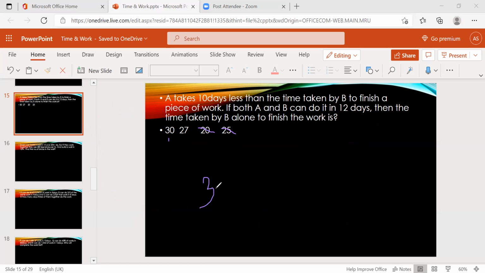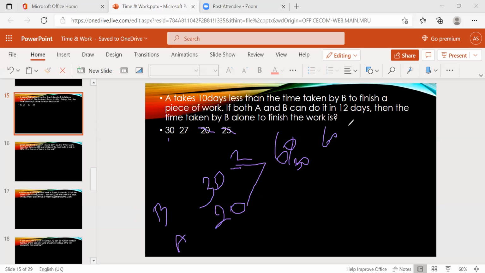If you take B as 30, then what is A? 10 days less, right? It is nothing but 20. Now take the LCM of these two, 60. So the efficiency of B is 60 by 30, which is 2. And the efficiency of A, 60 by 20, is nothing but 3.